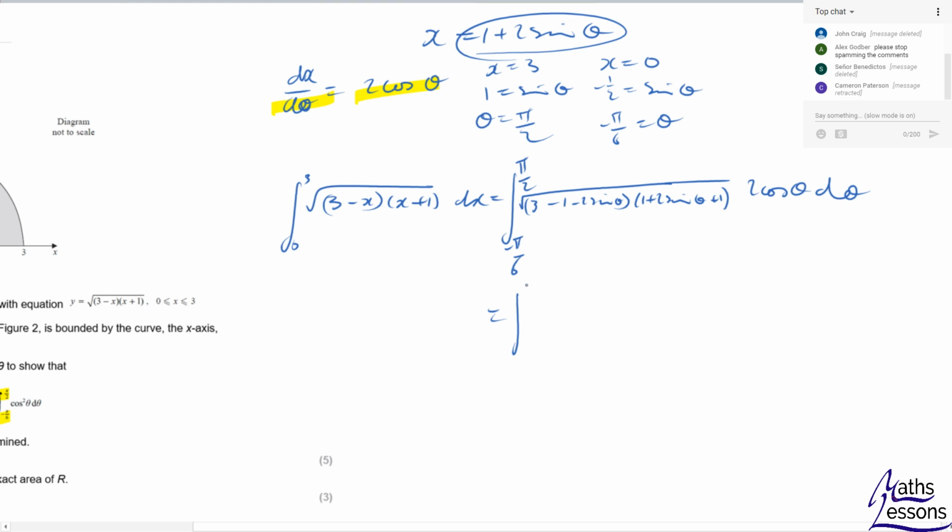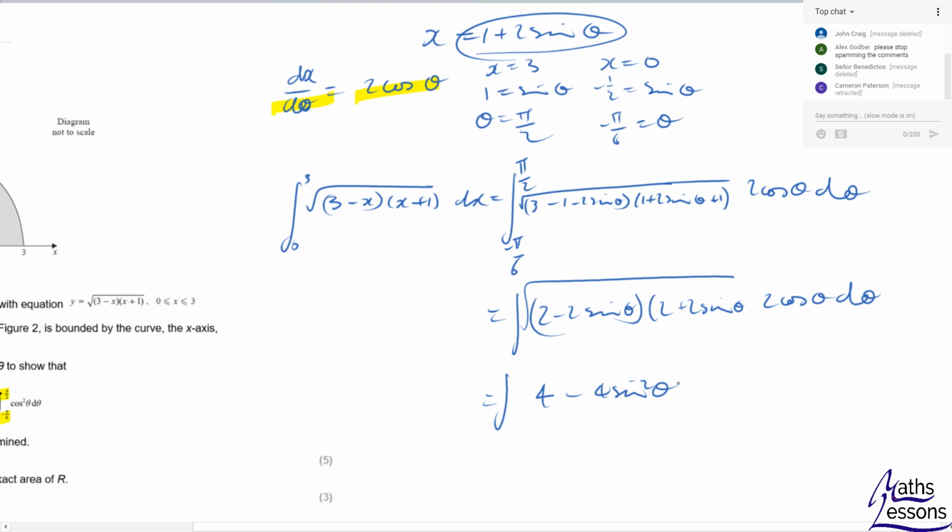And let's just simplify all that. I won't write out the limits every single time. So I'm going to get minus, so 3 minus 1 is 2. So I've got 2 minus 2 sine theta. And then I'm going to get 1 plus 1 is 2 plus 2 sine theta. And we can see some squares are going to appear from this using difference of two squares. So this is just going to be the integral of 4 minus 4 sine squared theta, 2 cos theta d theta.